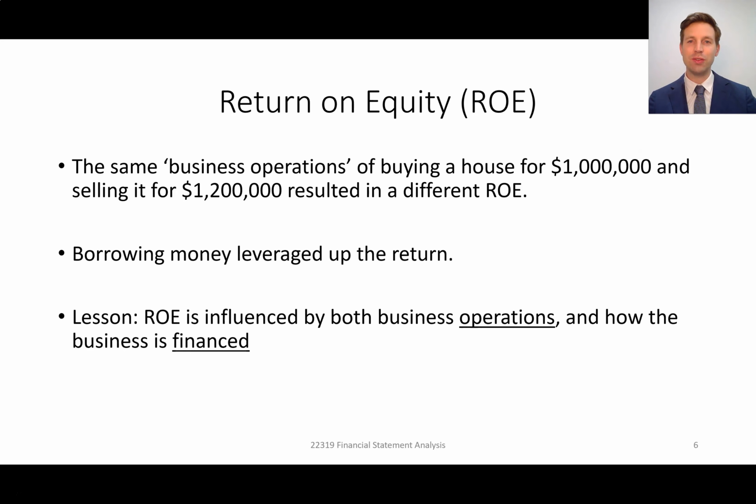So in this case, I had the same business operations. I bought the same house for the same price and sold it for the same price in both examples. However, my ROE or my return on equity varied greatly depending on how I financed the business. So the lesson here is that the return on equity is influenced by both the business operations, what I bought and sold, and how the business was financed. Did I use debt or equity to finance my assets?